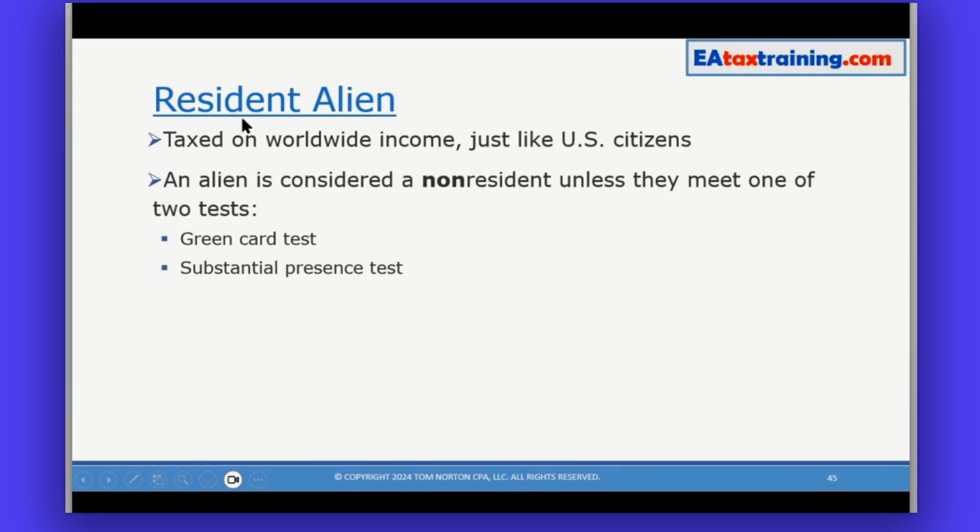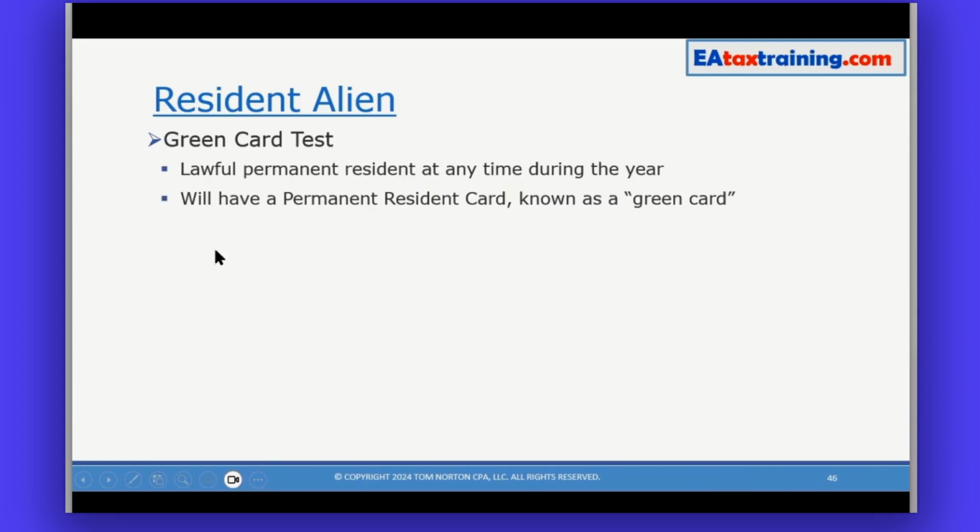So in other words, the only way you are considered a resident alien is if you pass one of these two tests, the green card test or the substantial presence test. What's the green card test? Well, a green card test is someone who is a lawful permanent resident at any time during the year. And if they are a lawful permanent resident at any time during the year, they will have a green card, technically called a permanent resident card, but it's known as a green card due to its color.